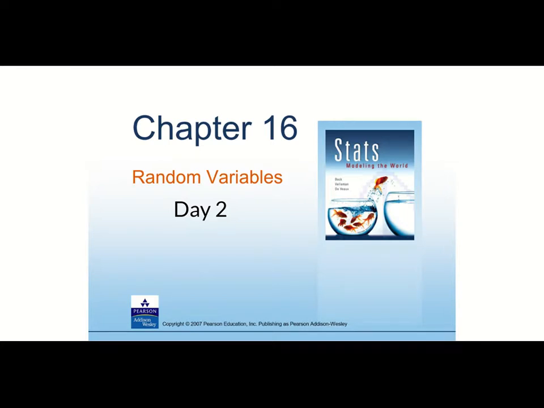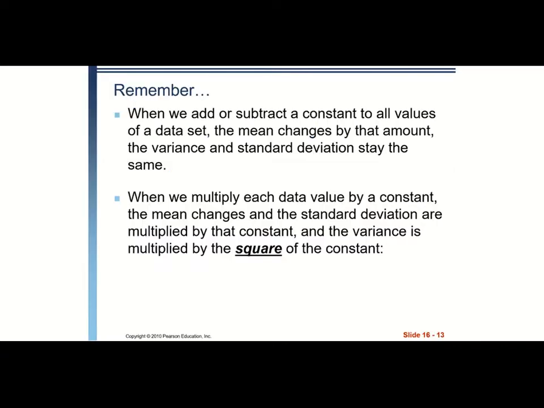Continuing on with day 2 for chapter 16, we'll be applying random variables to the normal model. Another concept way back from unit 1 is that when we had our data set and we added or subtracted a constant to every number, the mean changed, but the variance and the standard deviation stayed the same. Okay, a lot of things changed when we added or subtracted a constant.